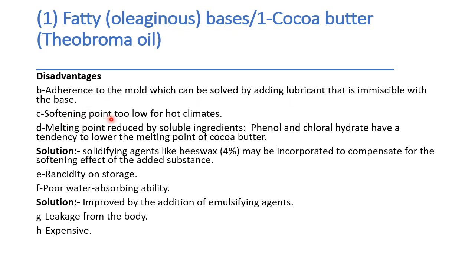The softening point of the base is too low for hot climates. The melting point of the base can also be reduced by soluble ingredients such as phenol or chloral hydrate. This can be solved by adding solidifying agents like beeswax at 4%. Rancidity on storage is also a problem with theobroma oil. The base has poor water absorbing ability, and this can be improved by adding emulsifying agents. Leakage from the body and the cost are also disadvantages of the base.